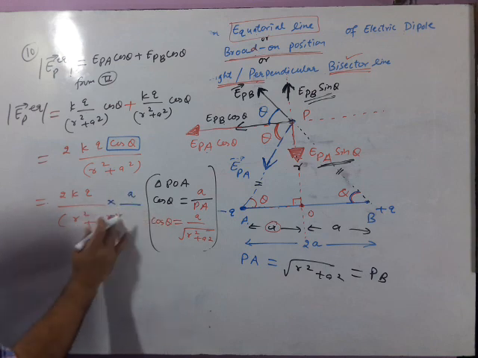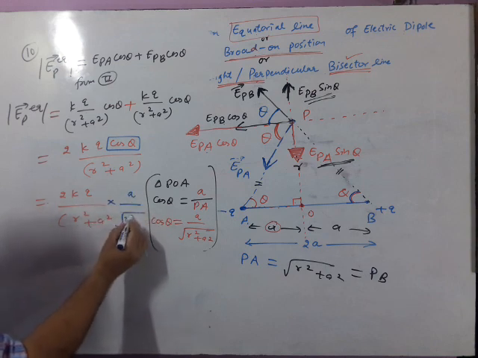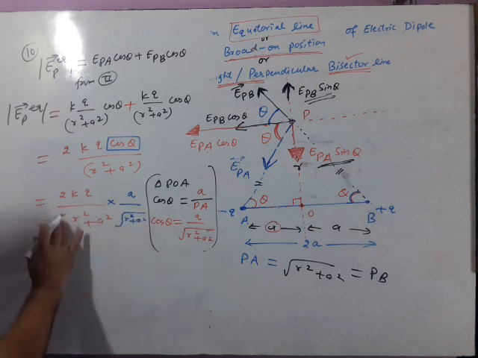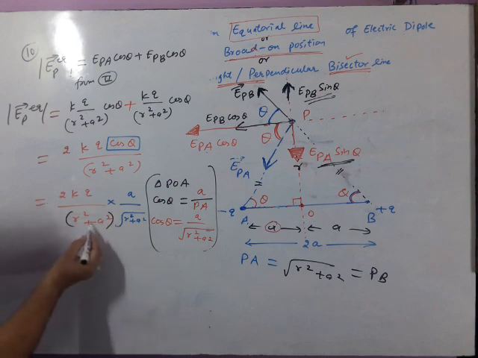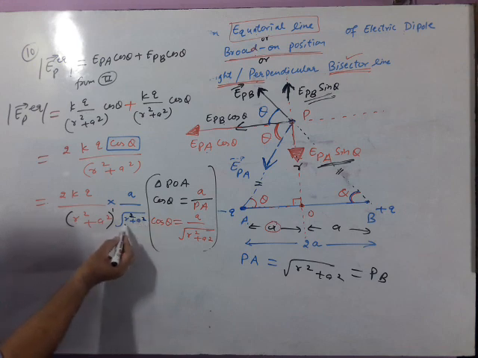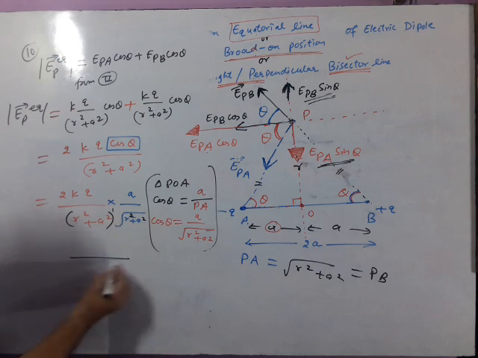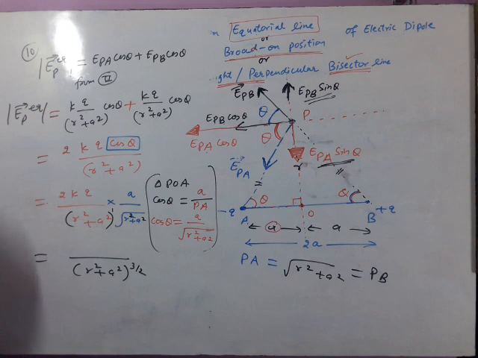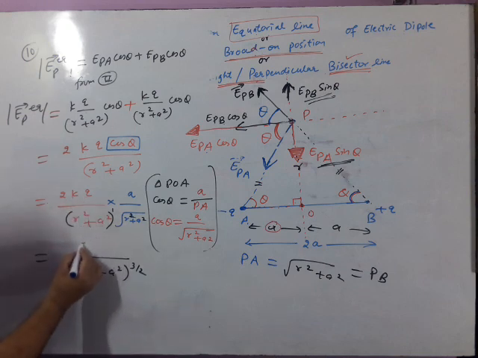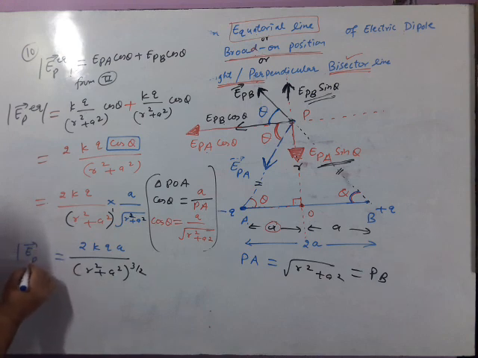Now input the value of cos theta here, A upon under the root R square plus A square. Earlier it was written R square plus A square power 1. It is root of R square plus A square, that is, R square plus A square whole power 1 by 2. So 1 plus 1 by 2 can be written as R square plus A square whole power 3 by 2. And in the numerator it is 2kqa. Now this is the magnitude of electric field on the equatorial line. Now breathe in again.